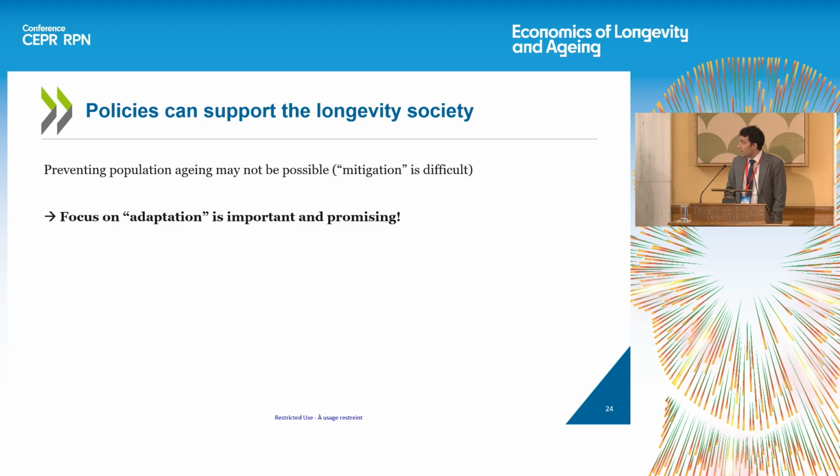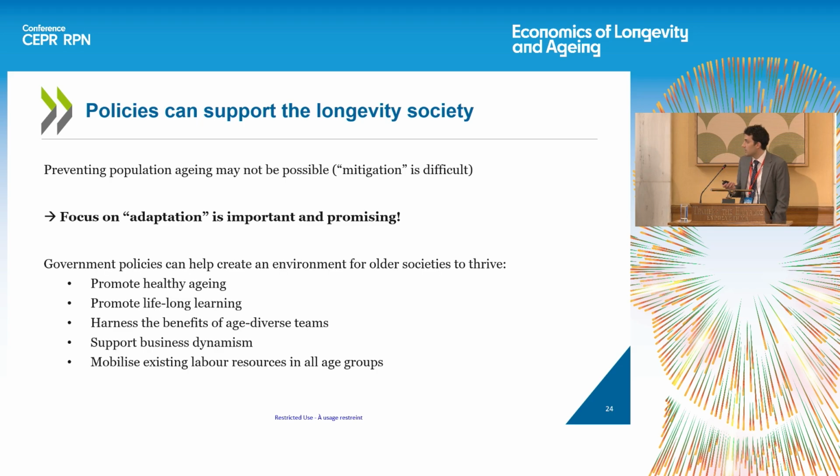Okay, so if preventing population aging is not possible, that is to say, if mitigation is difficult, then the focus should move towards adaptation. And here we think that adaptation is both important and promising. We have an entire session tomorrow dedicated to the question of how to best design institutions for the longevity society. But let me just say here that government policies can help create an environment for older societies to thrive by promoting healthy aging, promoting lifelong learning, harnessing the benefits of age-diverse teams, supporting business dynamism, and importantly, mobilizing existing labor resources, not just at old ages, but in all age groups.